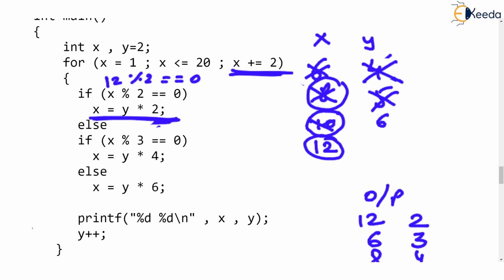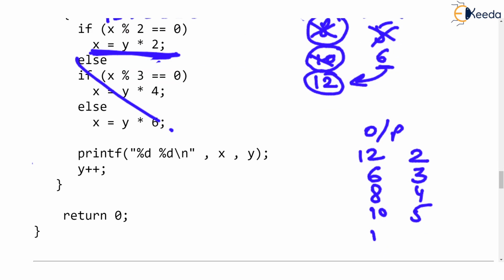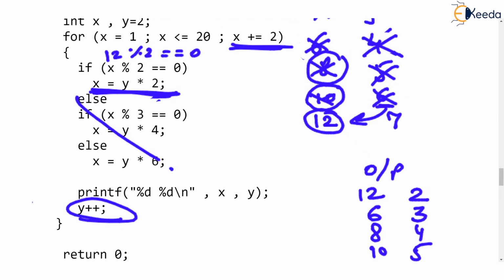See, x will remain 12 because 6 into 2 is 12. And then this else will not run. So the next output is going to be x and y, which is 12 and 6. And then y plus plus will make y as 7. Now, needless to say, when the loop repeats next time, x equal to x plus 2 will make x as 14. And then x will stay 14.